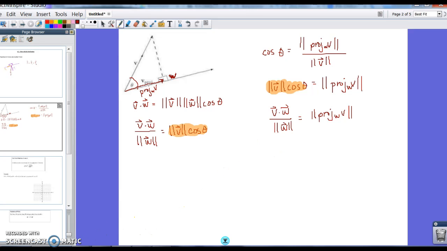Now, we've got one more step to get what we need. Again, this is not something you need to memorize the derivation of. You're just going to have to know how to use this formula. So we've got the projection of V onto W. Notice I took out those symbols for magnitude, because what I'm going to do is take the dot product of V and W over the magnitude of W, and multiply it by the unit vector in the direction of W. The unit vector is this.